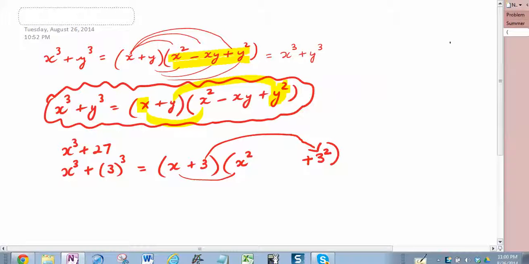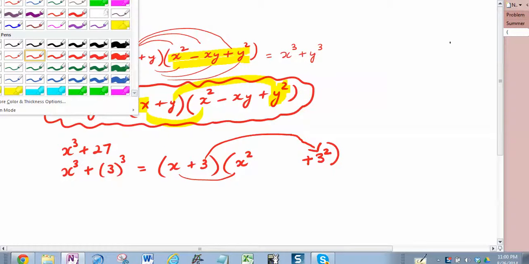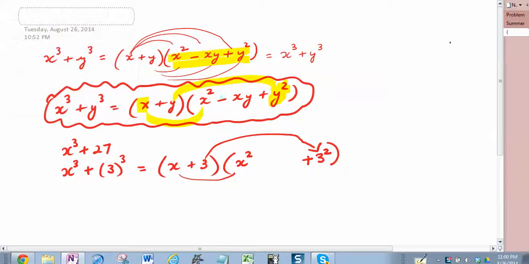Okay? So all that's left to do next is to figure out the middle term. How do I get the middle term? That is very easy. The middle term comes from a minus. Notice that middle term is a minus.